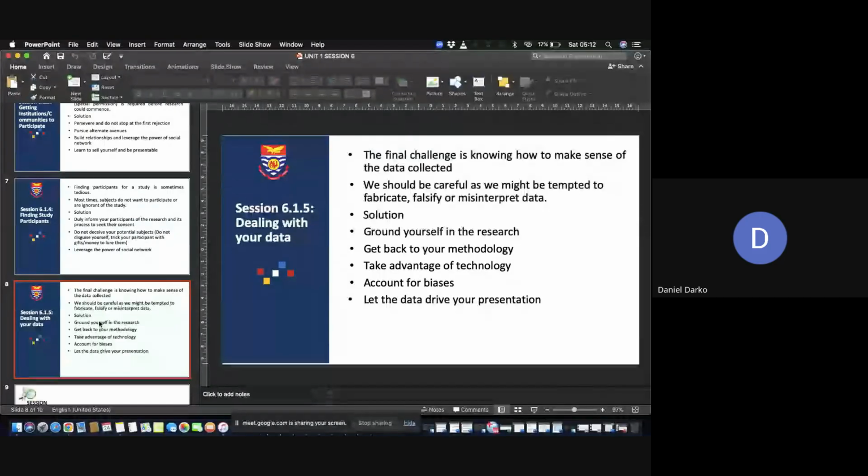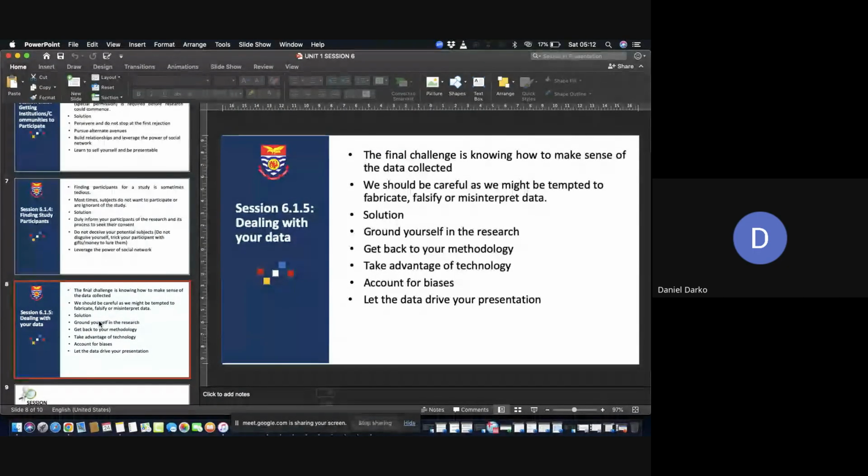Now, another challenge, once you get the data, you are tempted to fabricate it. If it's 2, report 2. If it's 3, report 3. Do not change facts of the data because you want it to suit what you are looking for.